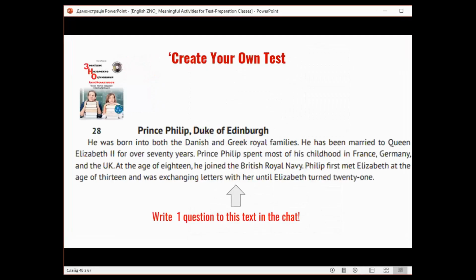Another interesting task is when you ask your students to imagine they are the test creators. So after reading the text, after doing the tasks, you ask them to write their own questions to the text. So here's a text, for example, about Prince Philip, who unfortunately has just died recently, about his life. So let's imagine I'm giving you this task. Write 1 question to this text in the chat. Which question would you write? Just 1 question, write in the chat, please.